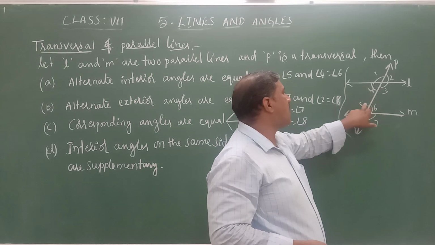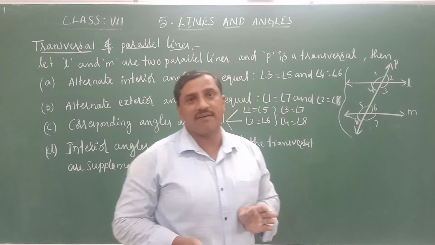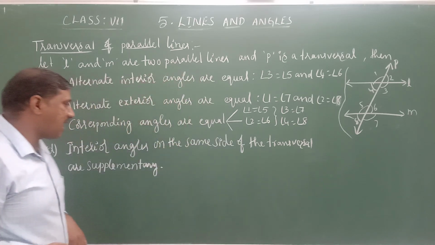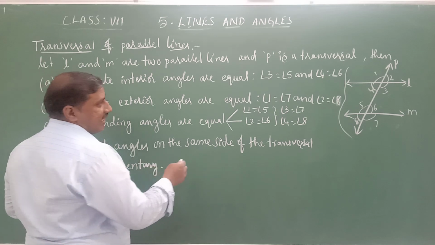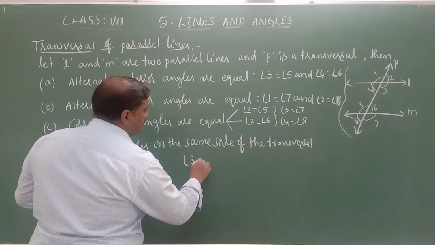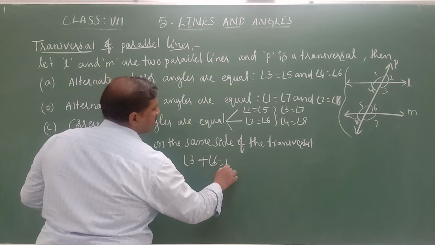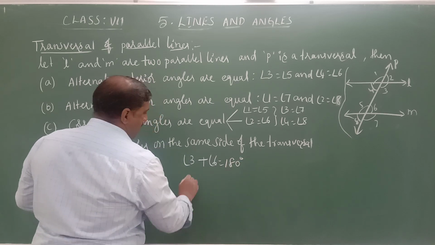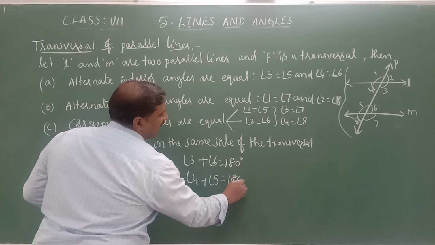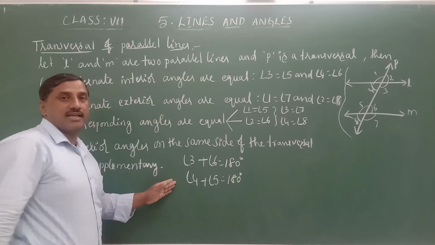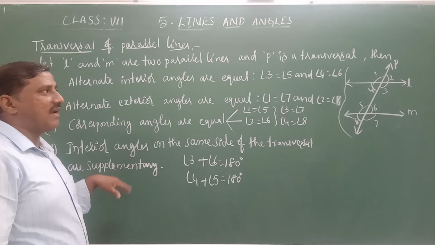Similarly, angle 4 and angle 5 are also on the same side of the transversal and they are supplementary angles. It means that their sum is equal to 180 degrees. That is, angle 3 plus angle 6 is equal to 180 degrees, and angle 4 plus angle 5 is equal to 180 degrees. So these are the interior angles on the same side of the transversal.